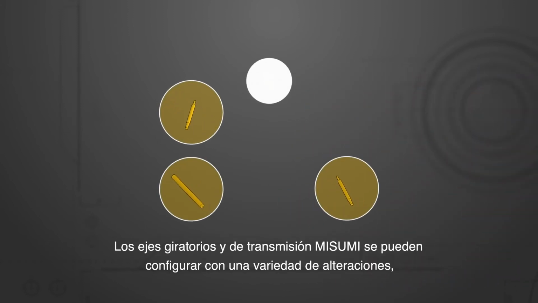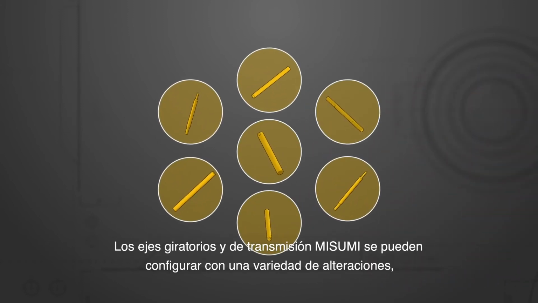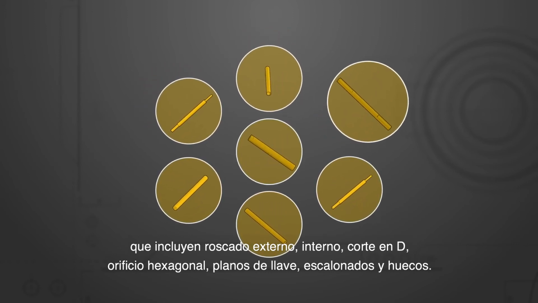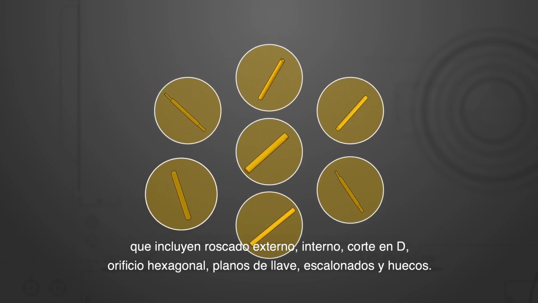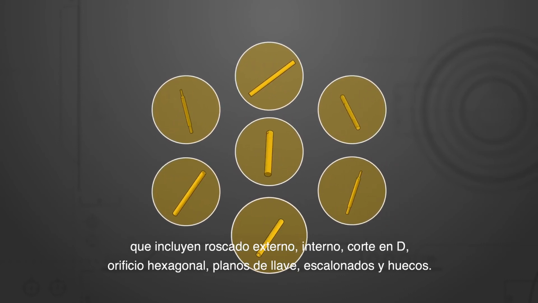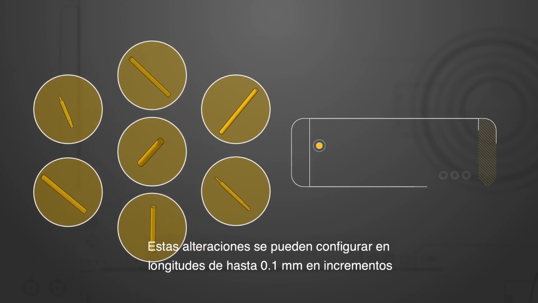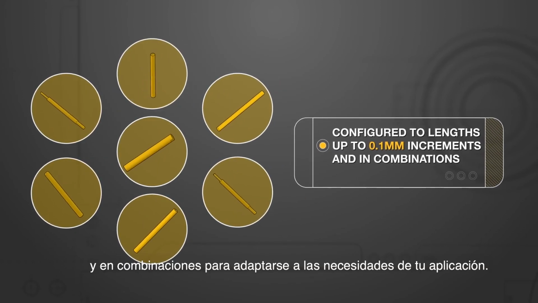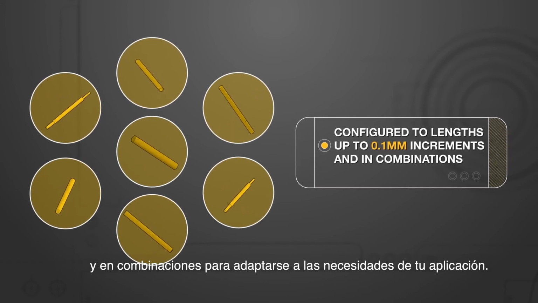MISUMI rotary and drive shafts can be configured with a variety of alterations, including threaded, tapped, D-cut, hex hole, wrench flats, stepped, and hollow. These alterations can be configured to lengths of up to 0.1 millimeter increments, and in combinations to fit your application needs.